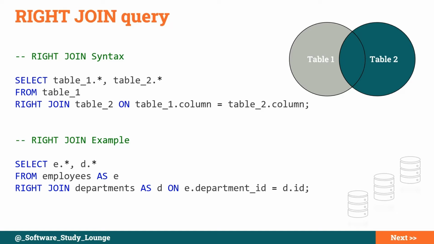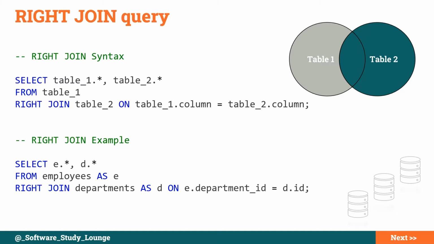Take a look at the right join syntax. Select table_1.*, table_2.* from table 1 right join table 2 on table1.column = table2.column. Right join example: select E.*, D.* from employees as E right join departments as D on E.department_id = D.id.